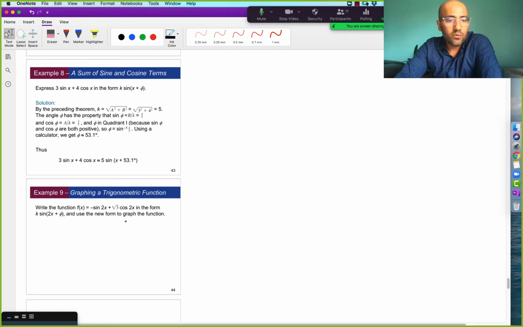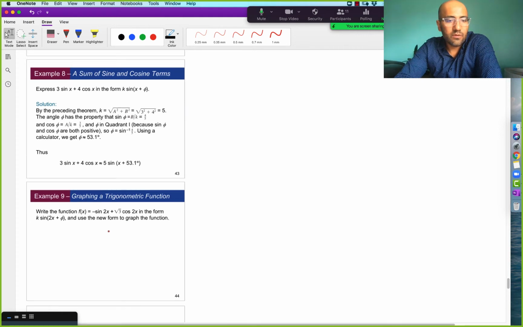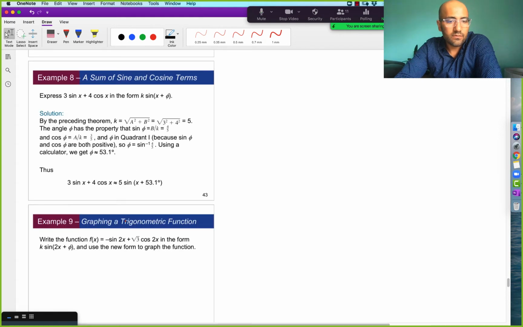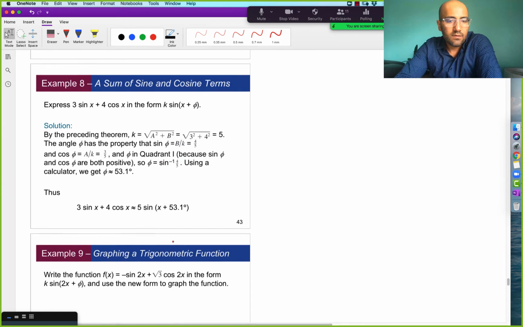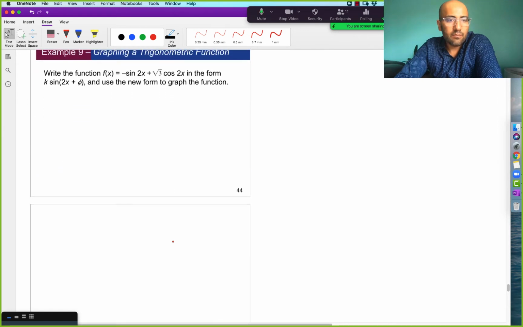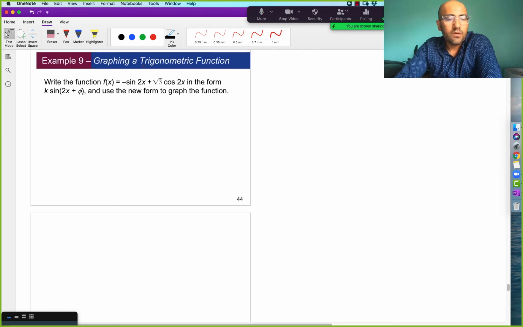Okay, so let's do one more. Very, very similar. Let's zoom in here. This is going to be the last example in 7.2. Same sort of deal here. We have negative sine 2x plus root 3 cosine 2x, and we want to rewrite it in the form of k times sine of 2x plus phi.